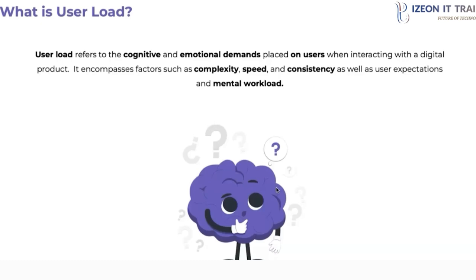And if the website is inconsistent, it is more about Jacob's law. If you are habitual to do certain work in a certain manner, but your app is not consistent with that, then again the mental workload will increase. That is when we say the cognitive load has increased. The cognitive and the emotional combine, and the user load has increased. So that is what is called user load.